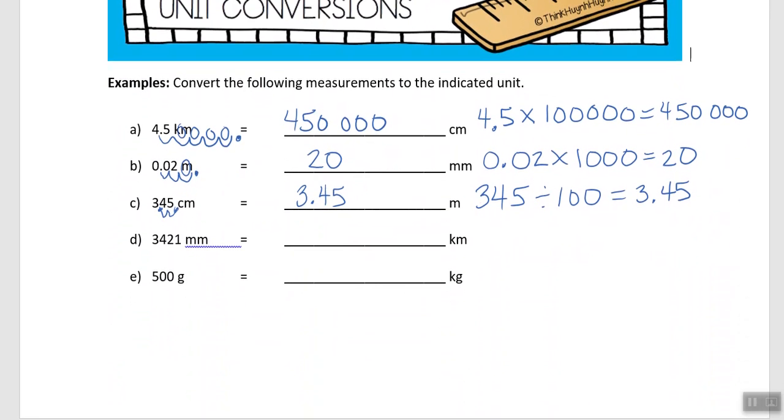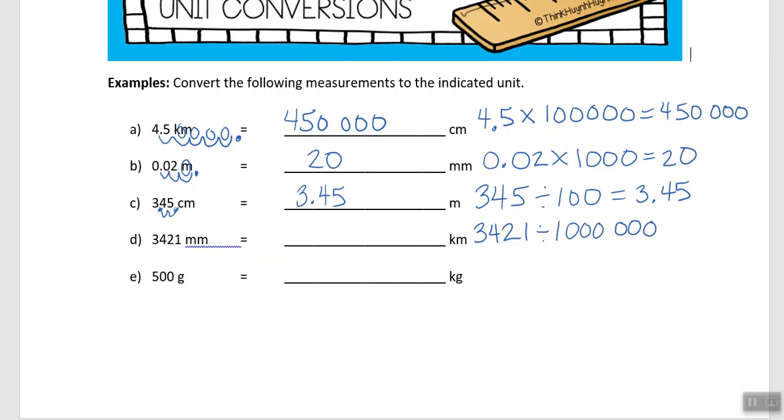So I can start with my original number, 3,421 millimeters, and I'm going to divide, because I'm going up the stairs, by 1,000,000, which is a 1 with 6 zeros because I'm going up 6 spots.